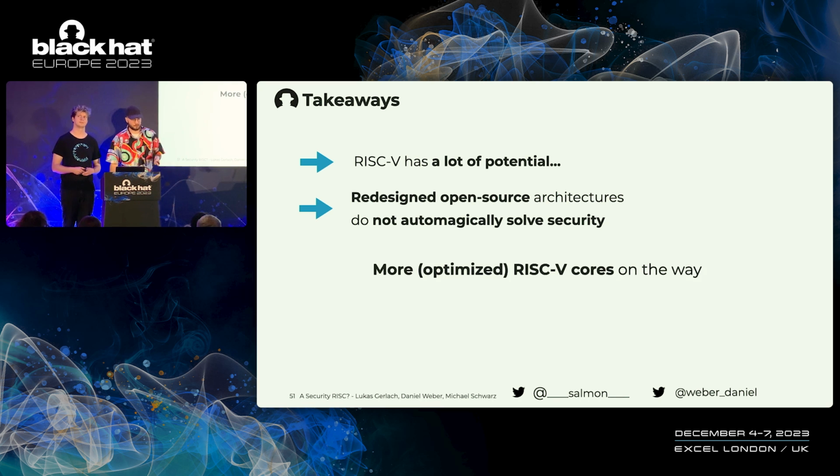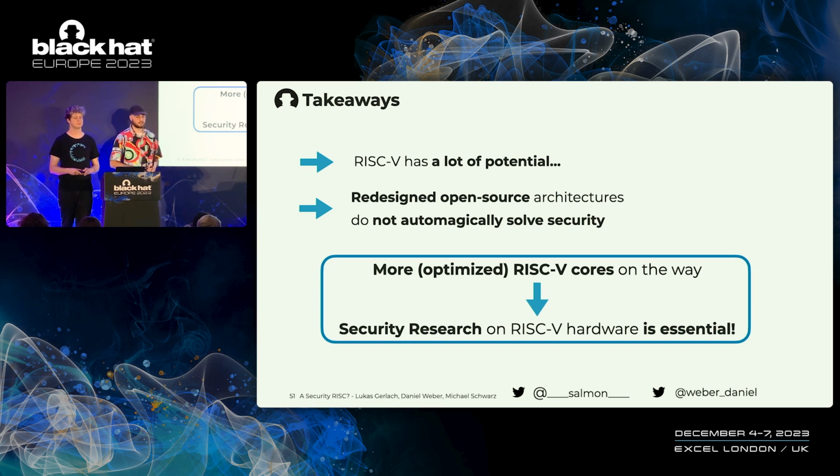And if you build more complex processors, then you also end up with more vulnerabilities, as you've seen today. This really means in the end that security research on RISC-V itself is essential, and there really needs to be a lot of investment in security research to make sure that we have secure chips in the future. And by that, we end our talk, and we are really happy to take your questions. Thanks.